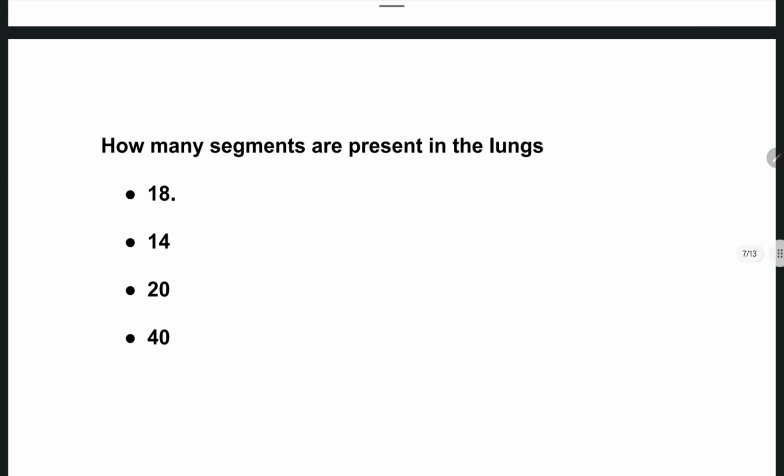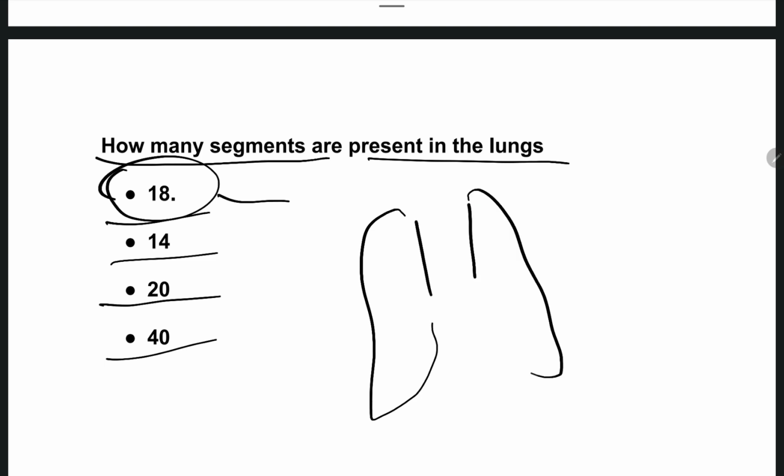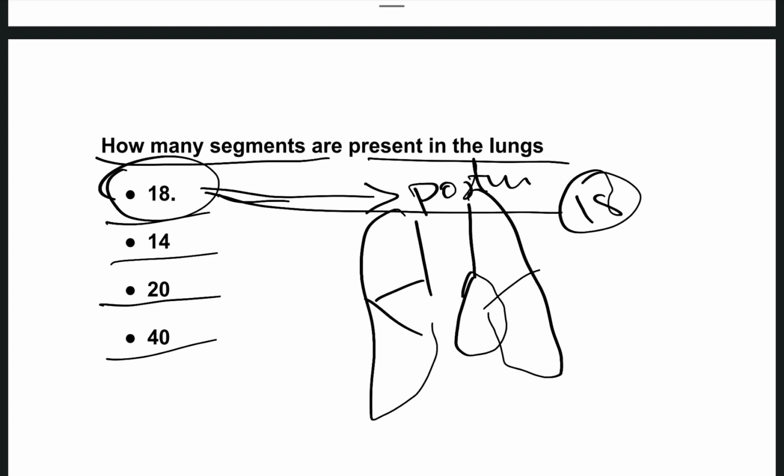And the next question is: how many segments are present in the lungs? 18, 14, 20, 40. The right one is 18. So 18 segments are present in the two lungs. The right lung has 3 lobes, and the left lung has 2 lobes because of the presence of the heart. And postural drainage can be done in 18 positions. Postural drainage is nothing but removing the mucus present in the lung segments.